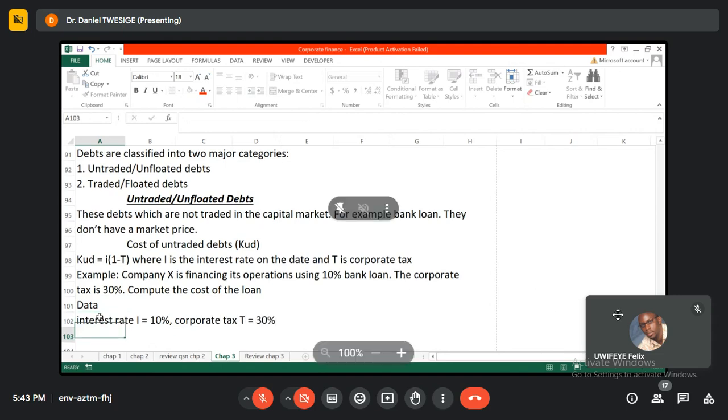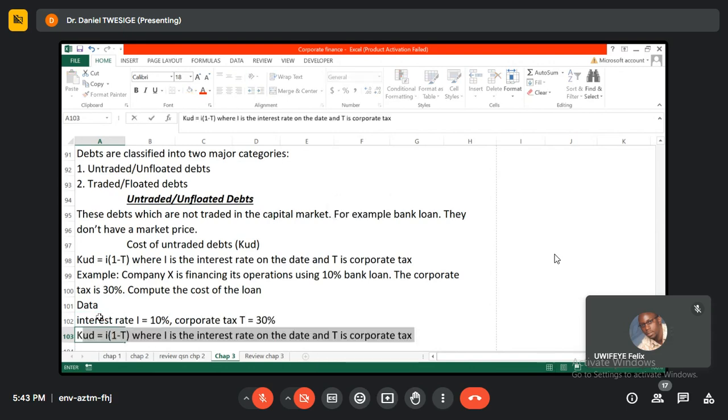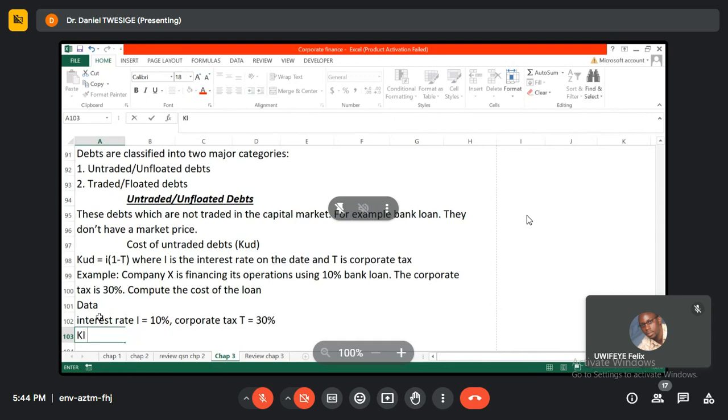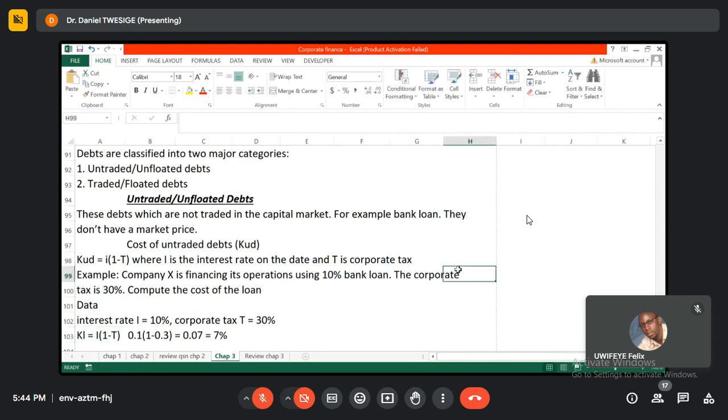Now, if I substitute into my formula, how do I get the cost of this loan? The cost of the loan will be equal to the interest into 1 minus t. Do I have all the variables to substitute? The answer is yes. So it will be 0.1 into 1 minus 0.3, and I'm going to get 0.07, which is the same as 7%. So that is going to be the cost of this loan.